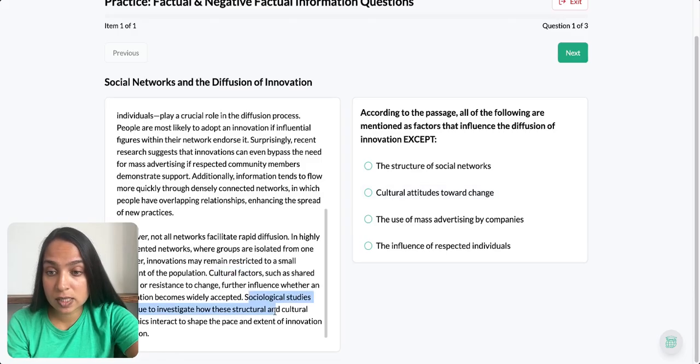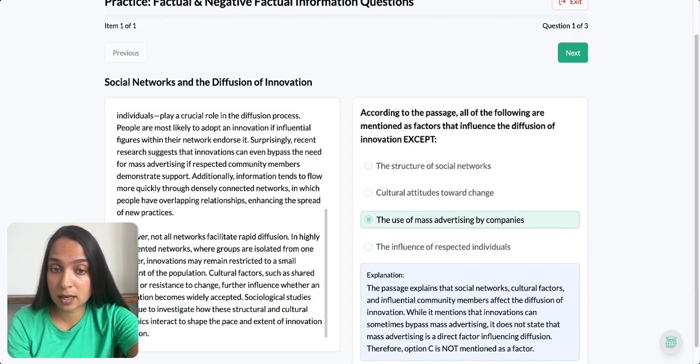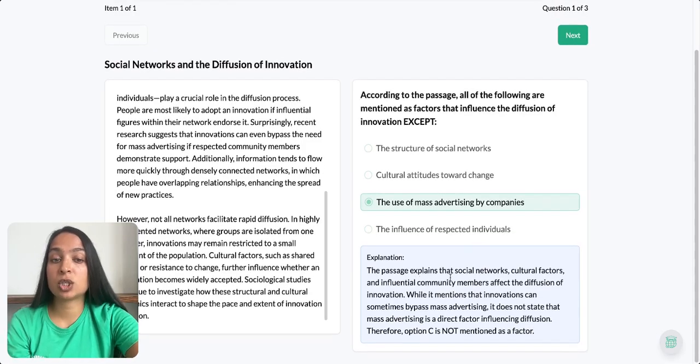Sociological studies continue to investigate how structural and cultural dynamics. So we can see here that the influence of respected individuals is mentioned and the structure of social networks is mentioned. So I'm going to go ahead and choose the use of mass advertising. And that's correct. We see the passage explains that social networks, cultural factors, and influential community members affect the diffusion of innovation. While it mentions that innovation can sometimes bypass mass advertising, it does not state that mass advertising is a direct factor influencing diffusion.